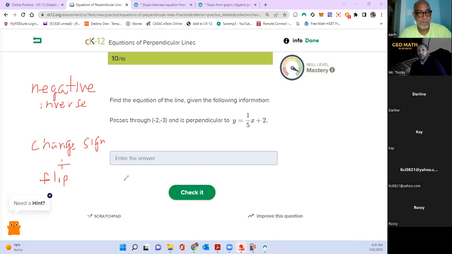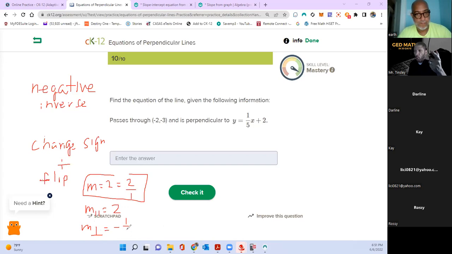What do I mean by that? If the slope was 2, which is the same as 2 over 1, the slope of the parallel line would also be 2. The slope of the perpendicular line would be: change the sign, so that's negative, and flip it. Instead of 2 over 1, you flip it to 1 over 2. So the slope of the perpendicular line will be negative 1/2. Does everybody understand that? But Mr. Tinsley, the 2 stays the same? The 2 doesn't change to negative also?